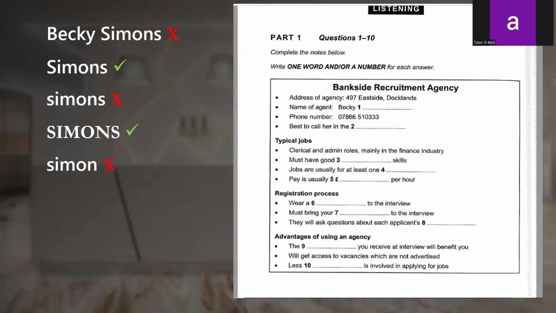Now, let's look at question number 5. Question number 5 here says, it's talking about the pay. The pay is usually dash per hour. Now, let's assume you had £1,000. Like that is what the tape says. Remember, they'll play tape for you. So the people talking in the tape say the pay is usually £1,000 per hour.